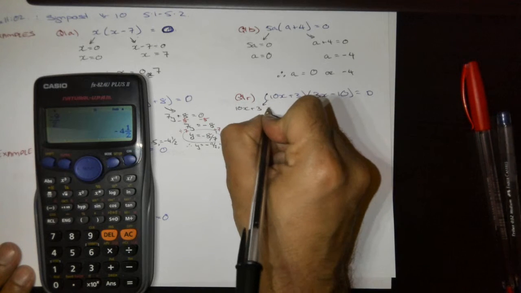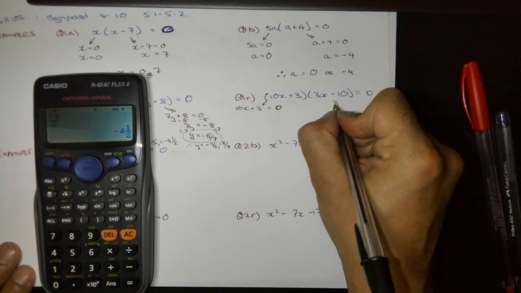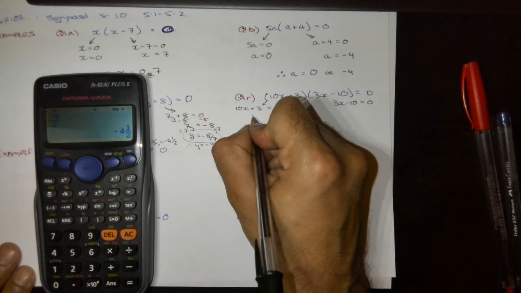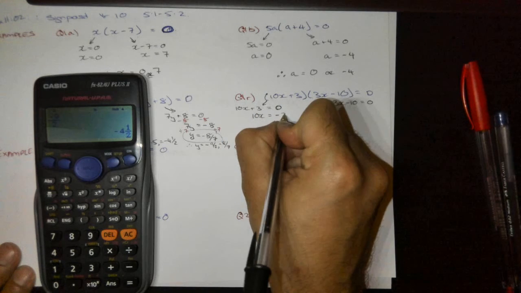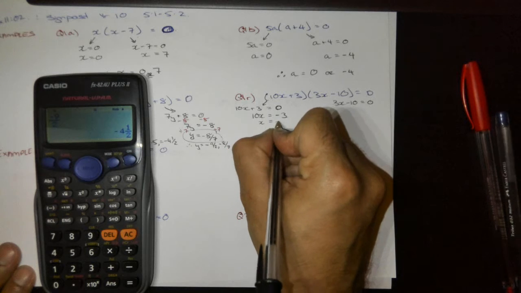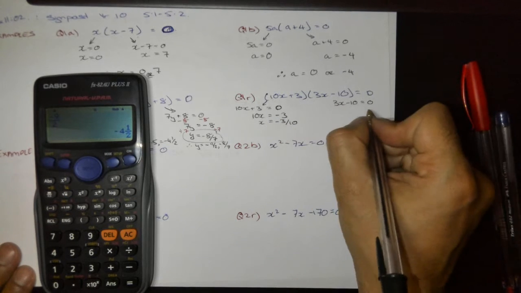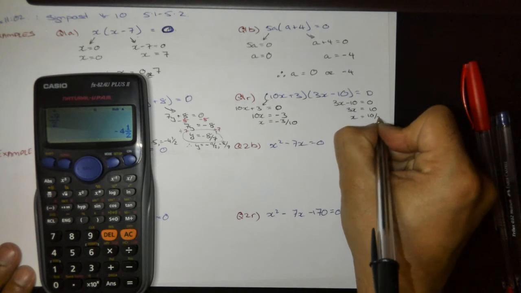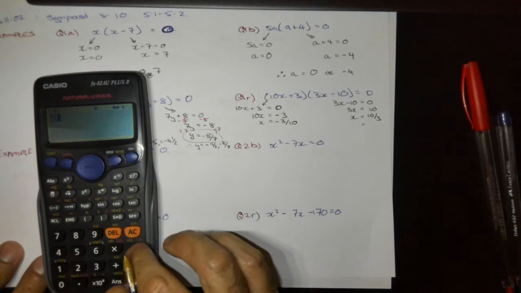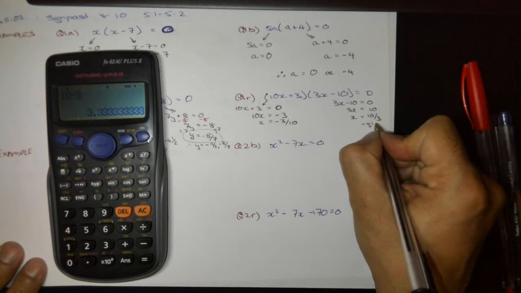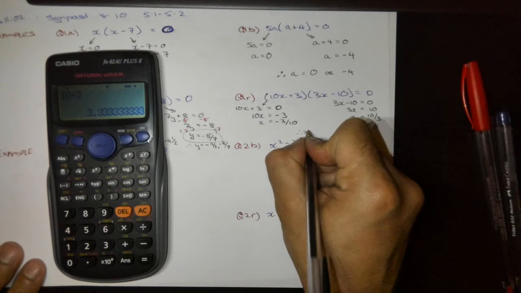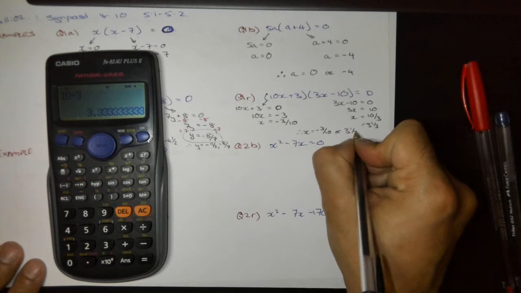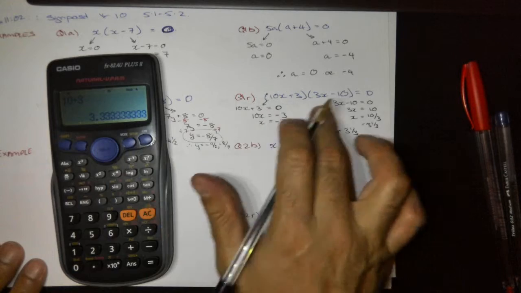Same thing here. We've got 10x plus 3 equals 0, or we get 3x minus 10 equals 0. I'm going to subtract 3 from both sides. That gives me 10x equals negative 3. Then divide by 10, equals negative 3 over 10. Over here, I'm going to add 10 to both sides, then divide by 3. So I get 10 over 3, which is 3 1/3. So x is negative 3 over 10, or 3 1/3. Two solutions.